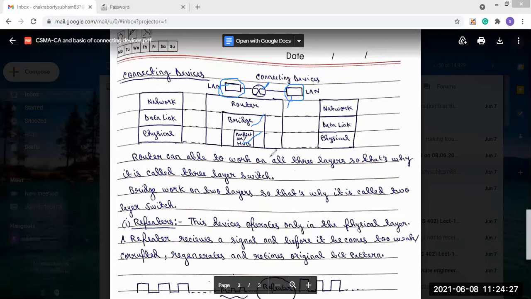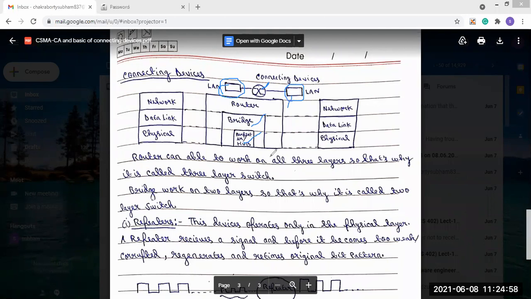Today I will not be able to explain all of this because the time is short, but I am only saying our first connecting device, that is the repeater. But what is the purpose of the repeater? Repeater is a device that operates only on the physical layer, which we have already seen. Repeater receives a signal before it becomes too weak or corrupted, regenerates it and retimes the original bit pattern.